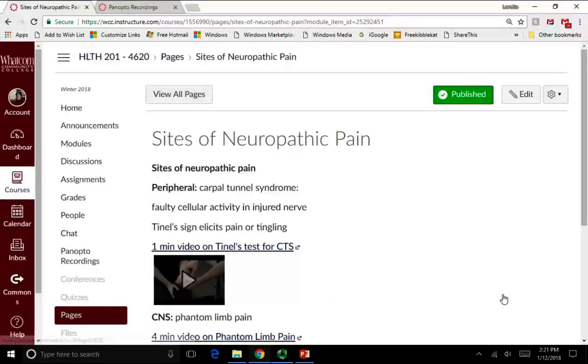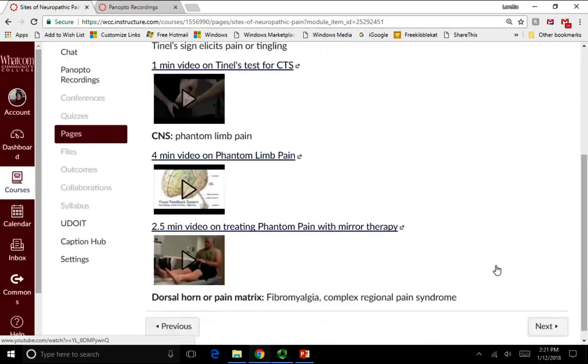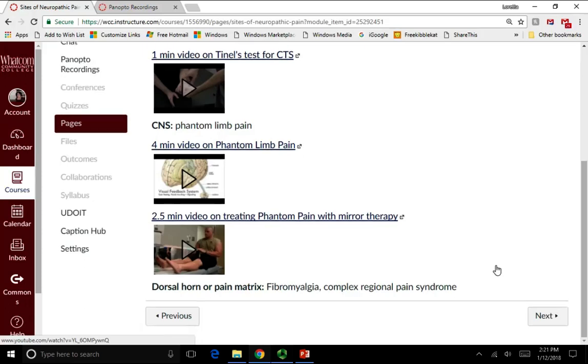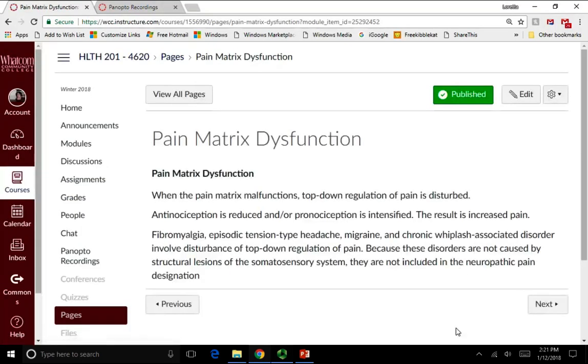The sites of neuropathic pain, peripheral versus central. There are some videos on treating a patient with phantom pain with mirror therapy, which is pretty cool, and a little 4-minute video on phantom limb pain. So we're going to talk a little bit about phantom limb pain, and then we're going to go right into pain matrix dysfunction. So pain matrix dysfunction is another way of saying altered top-down regulation.